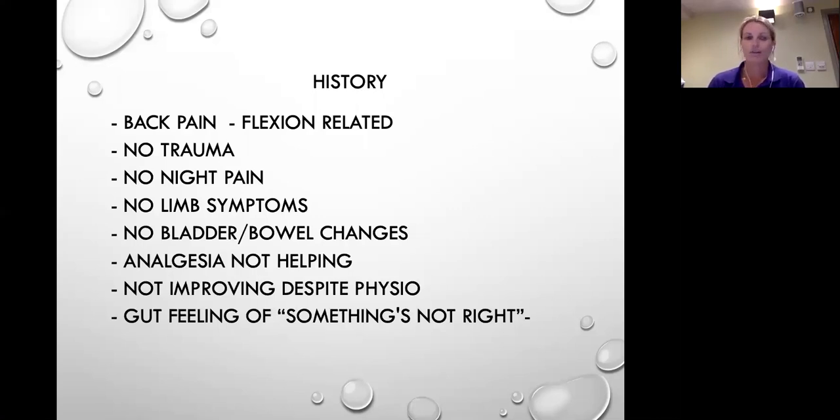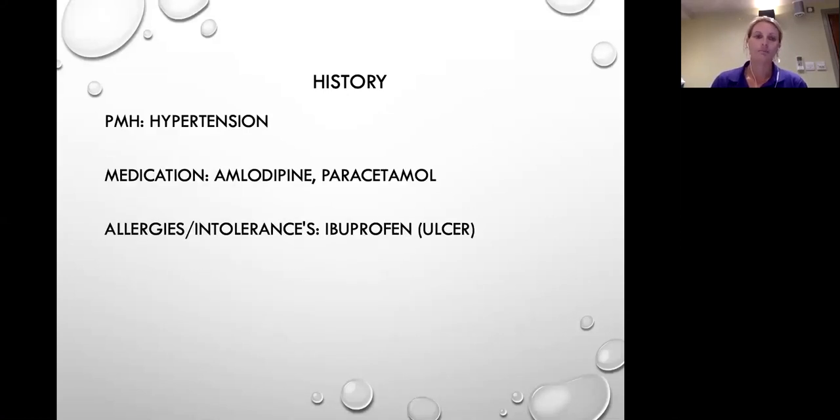There was no trauma, no night pain, no limb symptoms or bladder or bowel changes, but the pain relief that she was taking wasn't helping. And also the physio input that she'd been having was also not helping. And so that gut feeling again came back of something's not right here, something isn't adding up.